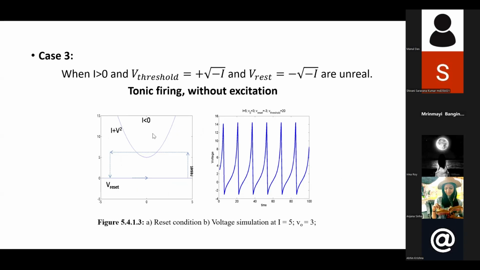In case 3, I just have positive current. That means the parabola is now raised above the x-axis, which means for every voltage, my dV by dt is positive, which means no matter where I start, my voltage will be increasing. It will increase very rapidly because of the square term, and then once it goes to V peak, it will get reset. Here is the reset. So it will keep firing like this forever. Once the current is positive, it will fire forever. There's no stopping. So in Hodgkin-Huxley also we are able to see this continuous firing without any stopping. So you see that behavior here also.